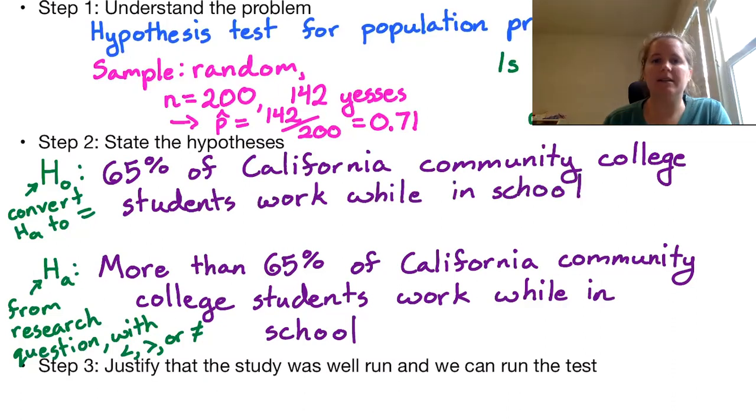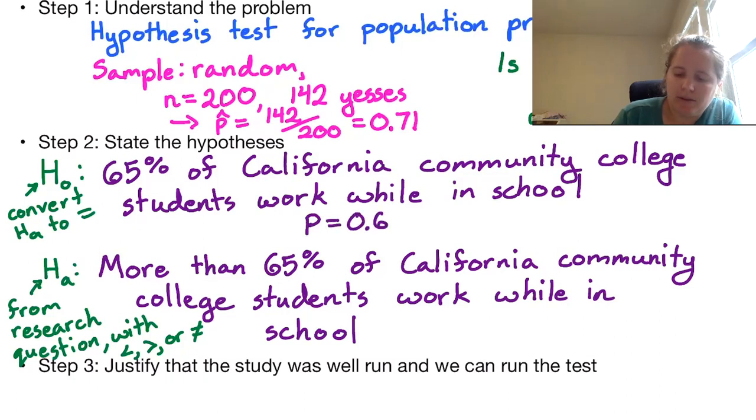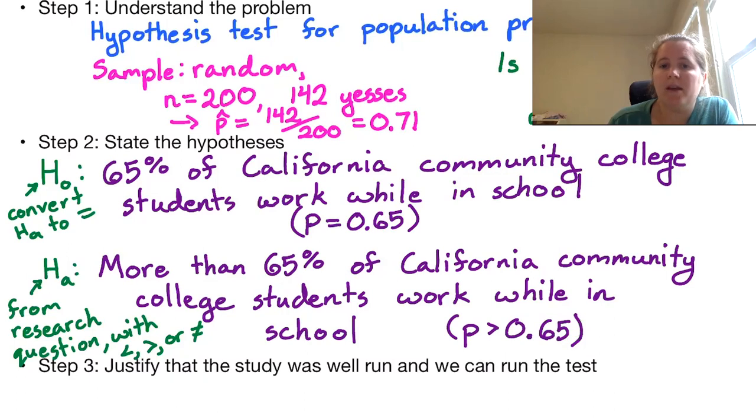And then if we put these in symbols, our null hypothesis is equivalent to saying the population proportion P is equal to 0.65. An alternative hypothesis is equivalent to saying our population proportion P is greater than 0.65. If you struggle with your inequality symbols, greater than 0.65 means we're looking at 0.65 or to the right. And so we want to use the symbol that points to the right.